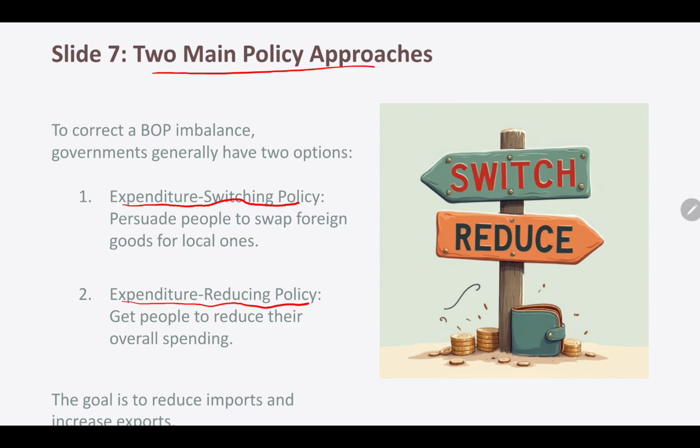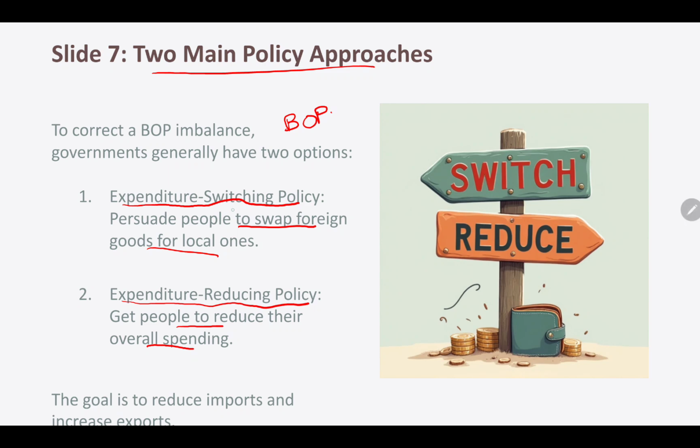These policies are used to correct the imbalance of BOP. Remember, expenditure switching policy persuades people to swap foreign goods for local ones. Expenditure reducing policy gets people to reduce their overall spending. So, the goal is to reduce the imports and increase the exports.